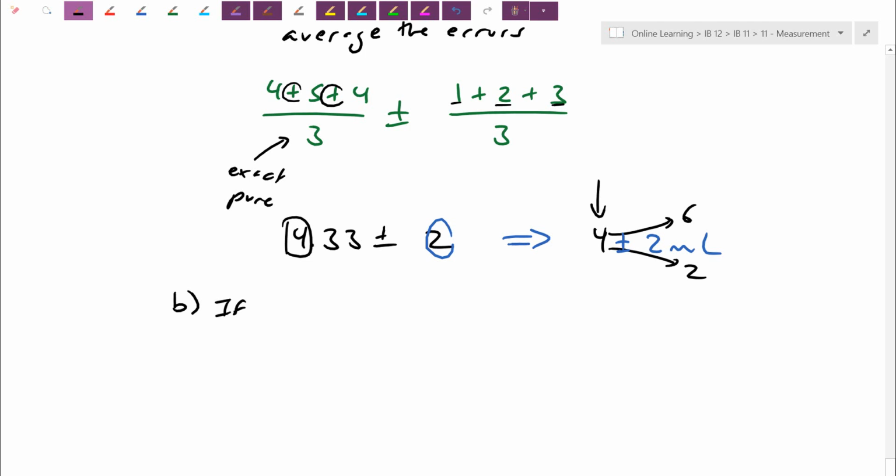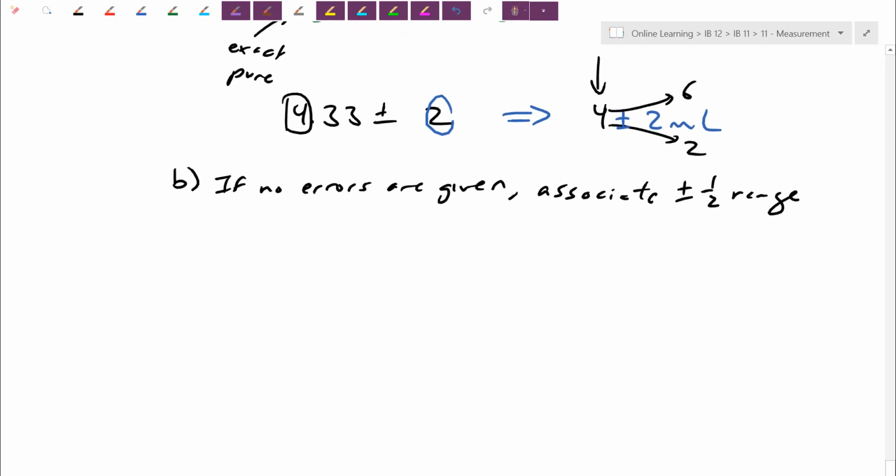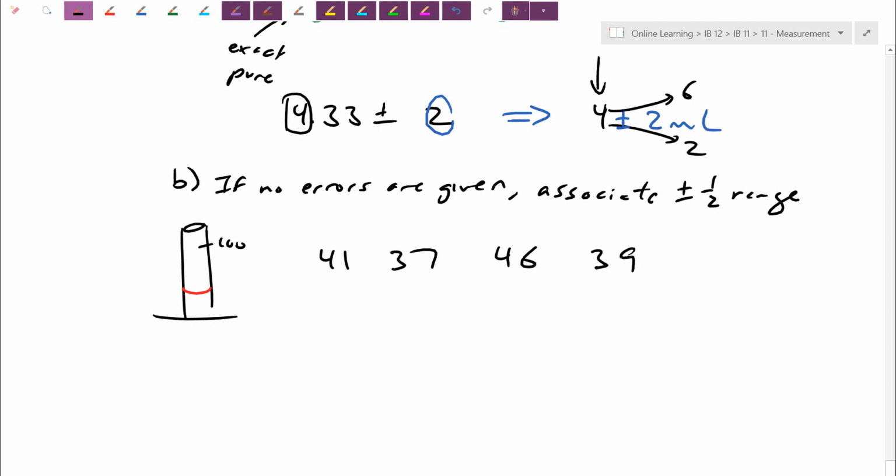So if no errors are given, we still have this belief the more measurements you take, it'll minimize some of the random errors. What we're going to do for the error is we're going to associate what's called plus or minus half the range. So let's say we were looking at that grad cylinder again. This time, let's say it is 100. I ask a few people around, and they say, oh, I think 41. I think 37, 46, 39, give or take.